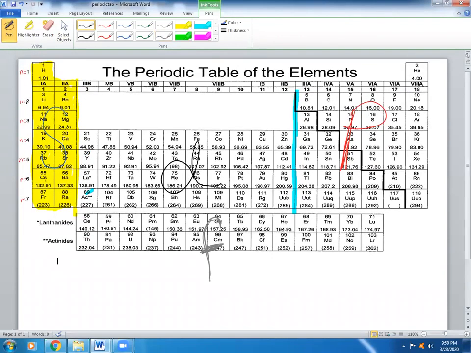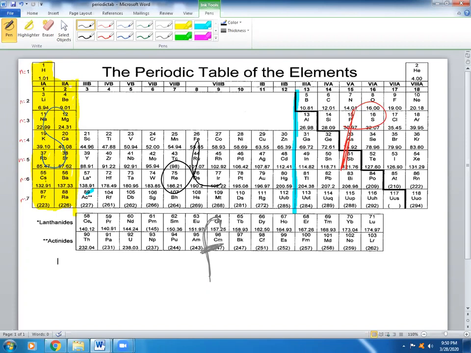Again, this is the 2. So that means you have a 2S and you have a 2P. 3S and then a 3P. Now, when it comes to the D, remember what I said to you, n minus 1. So that means you have to subtract 1 from this 4. So your D starts with a 3. This one starts with a 4. This one starts with a 5.